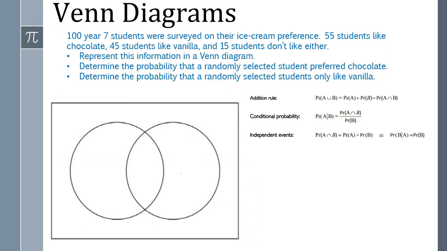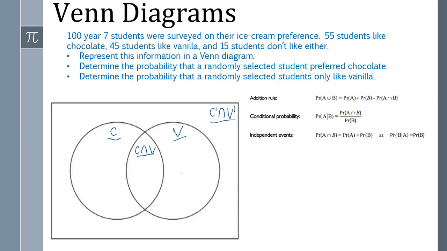Okay, so let's bring all this together and try and do an example from start to finish. We've surveyed 100 Year 7 students on their ice cream preference. Some like chocolate, some like vanilla, some don't like either. The first question asks us to represent this information in a Venn diagram. So I'm going to use C for chocolate and V for vanilla, which means that the crossover will be C and V, and the neither will be not chocolate and not vanilla.